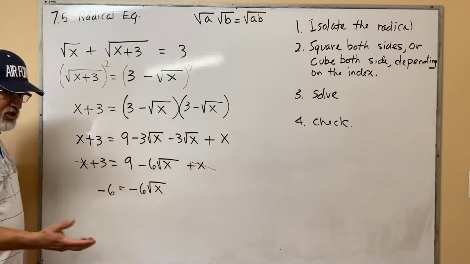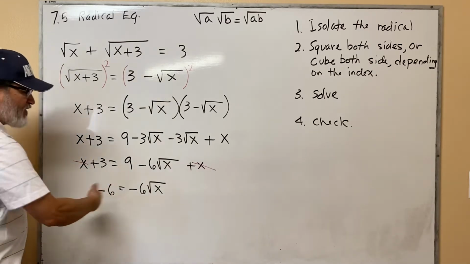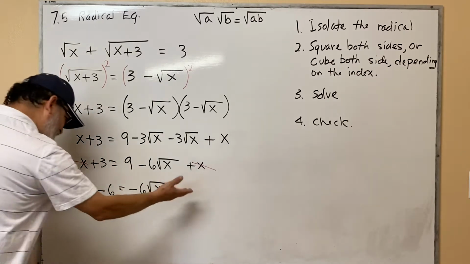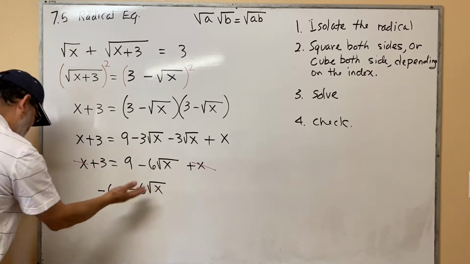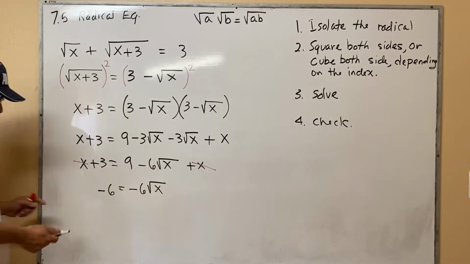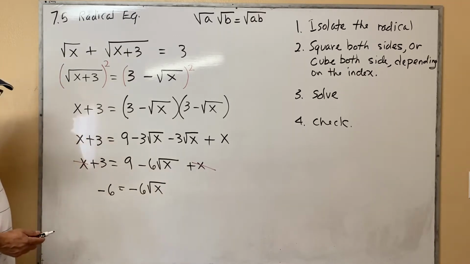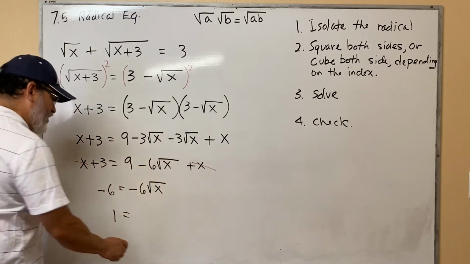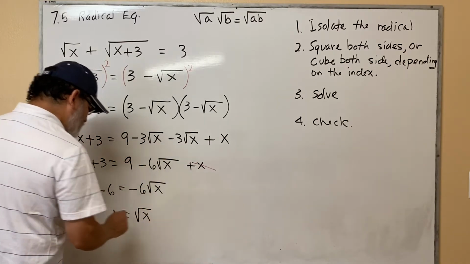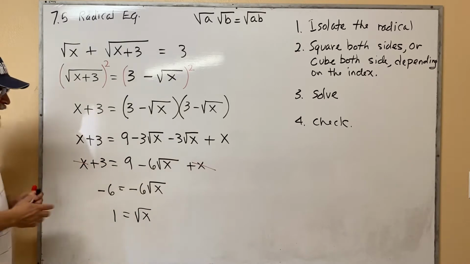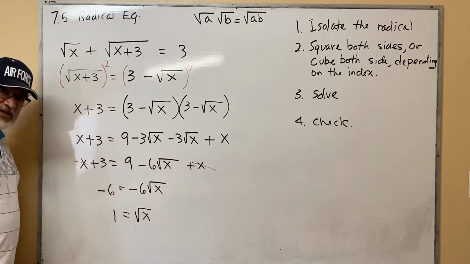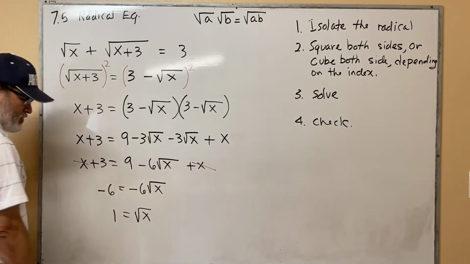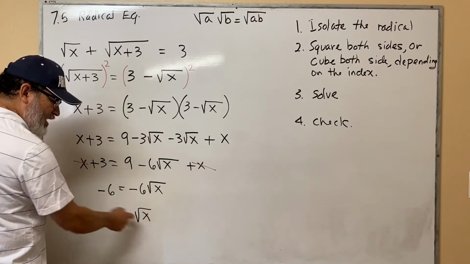Now, if you want to continue to isolate it, divide both sides by negative 6. You can do that, okay? So divide this by negative 6 and divide this by negative 6. When you divide this by negative 6, you get 1. When you divide this by negative 6, you get the square root of x. But theoretically, I can square both sides here. Yes, I can, and I'll get the right answer. Okay? Now, how do I solve for the x now?